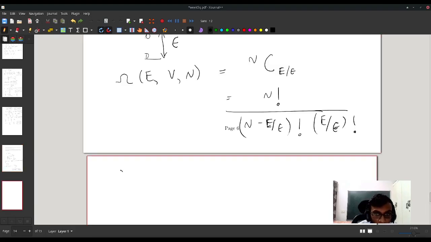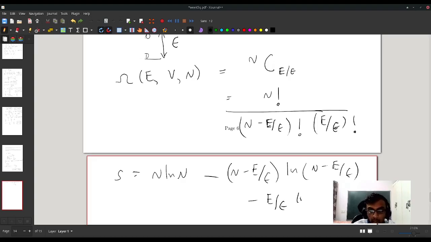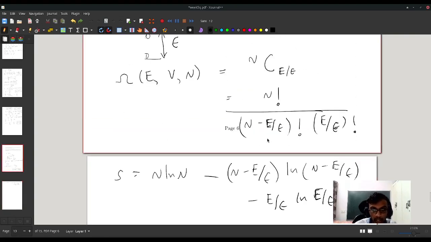And the entropy would be then N log N minus (E by epsilon) ln (E by epsilon) and so on. This is after Stirling's approximation has been used. So this is the entropy as a function of E.